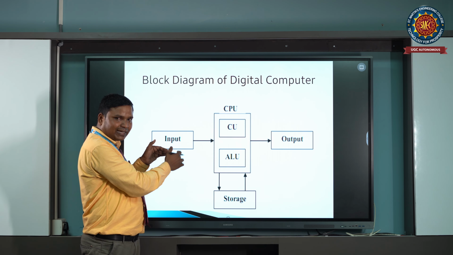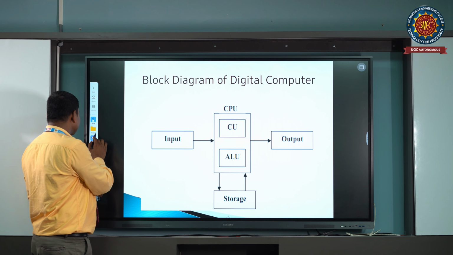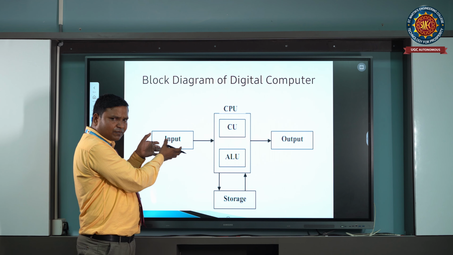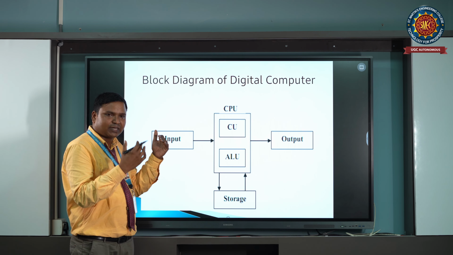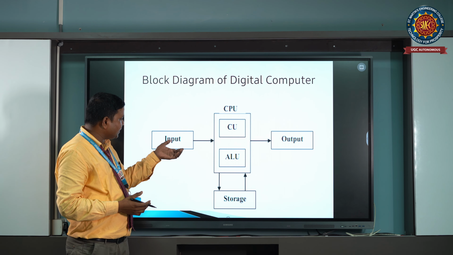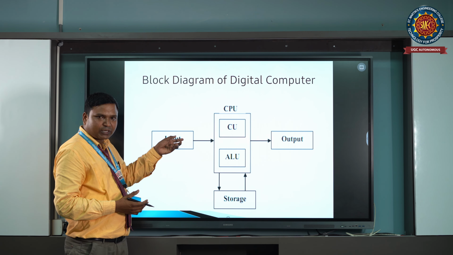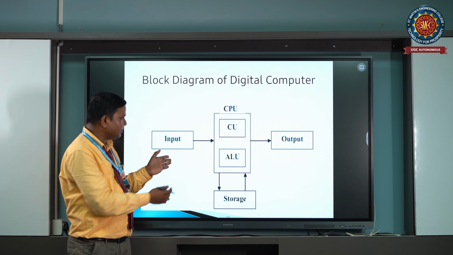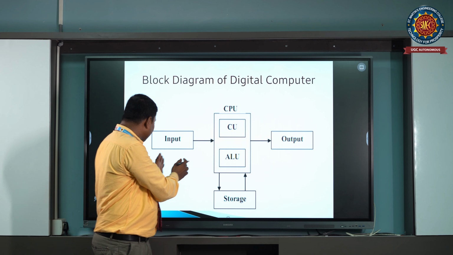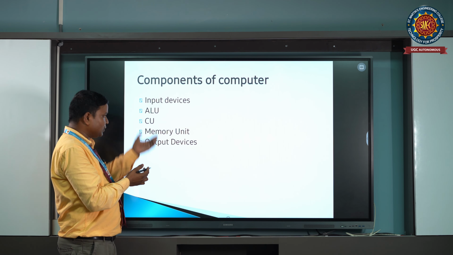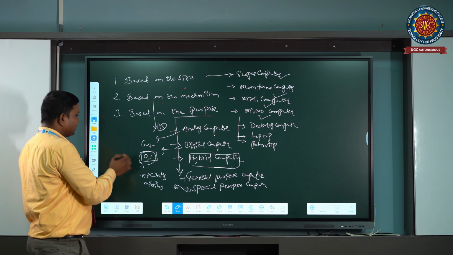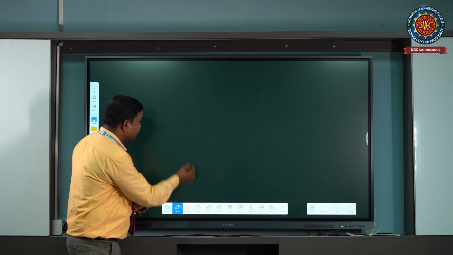For example, you can assume we are sending some data, like 7. The system needs to understand it. Whether we enter 7 or 10 or whatever it may be, it will be converted into binary code. Here the binary code for 7 is 0111. This will be transferred to the CPU, the central processing unit. So this is the input device.